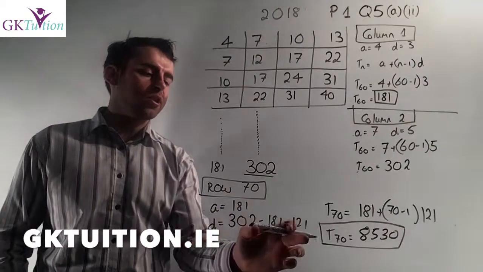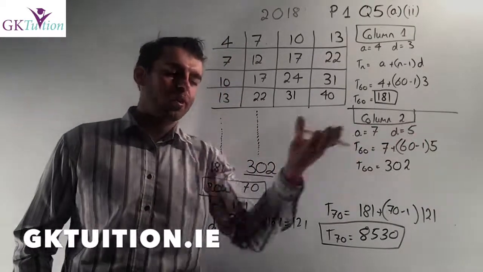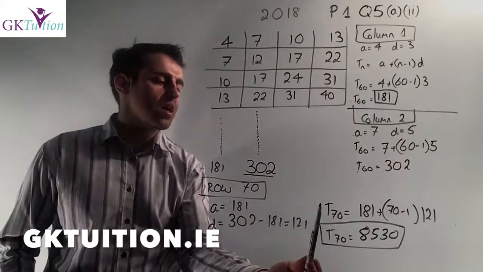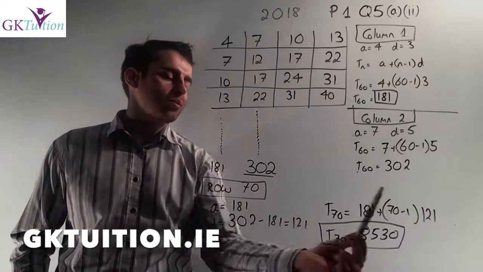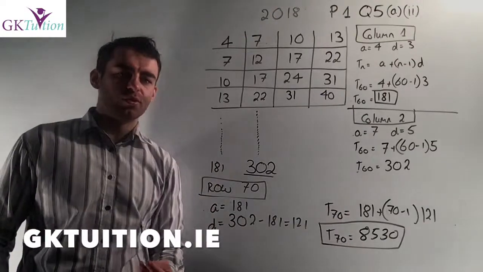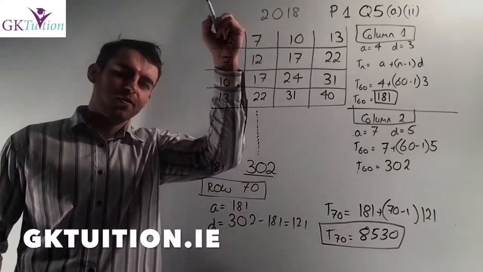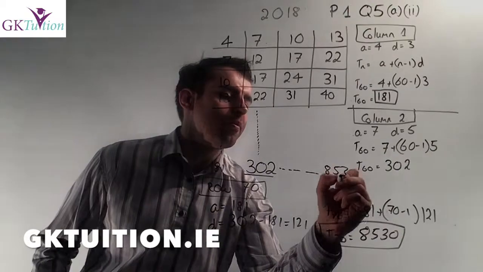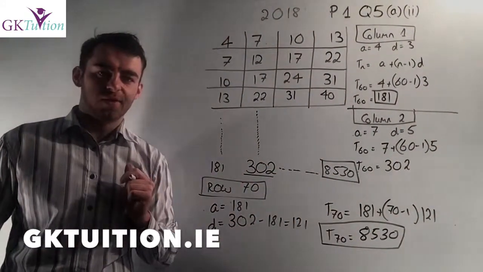If you know the first term and you know the common difference, you can work out what is the 70th number across. So I can find the 70th number by subbing into the same formula as we have done previously, and we're just looking for T70. T70 in this case is a plus (n minus 1) times d, where a is 181, your n is 70, and your d is 121. So your final answer there works out as 8,530. If you went down 60 numbers and then you went across 70 numbers, you would end up at 8,530. Your final answer, 8,530.